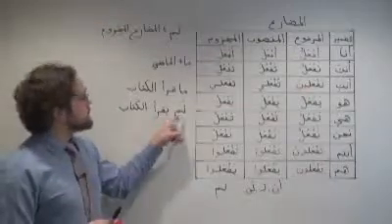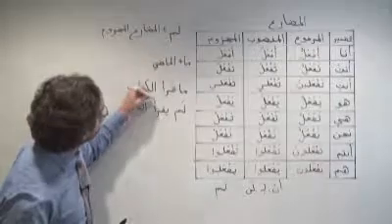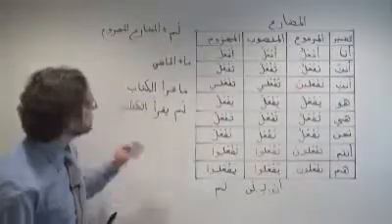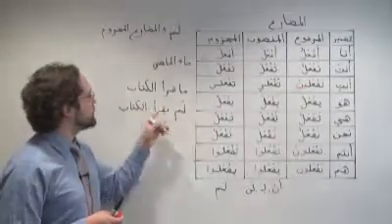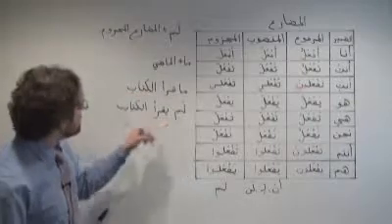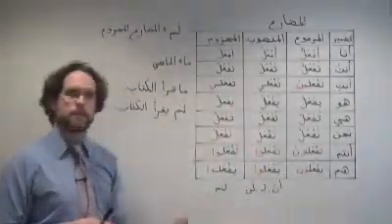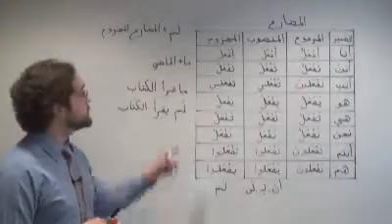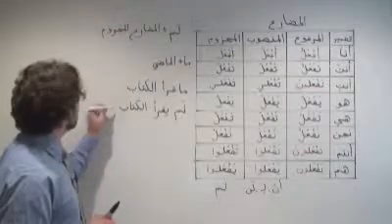And since lam needs to be followed by al-mudari' al-majzoom, if we were reading this text fully vocalized, reading it aloud, we would have to include a sukoon on yaqra'. Lam yaqra' al-kitab. There is no final dhamma, there is no final kasra like in these other conjugated mudari'a forms. We can only use majzoom after lam.